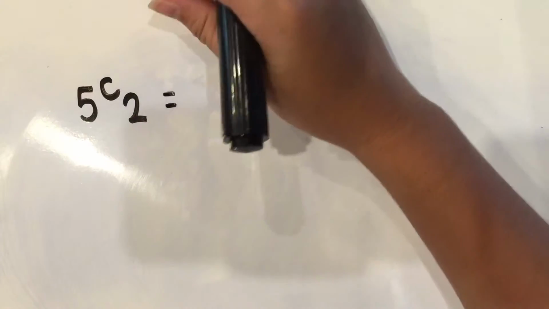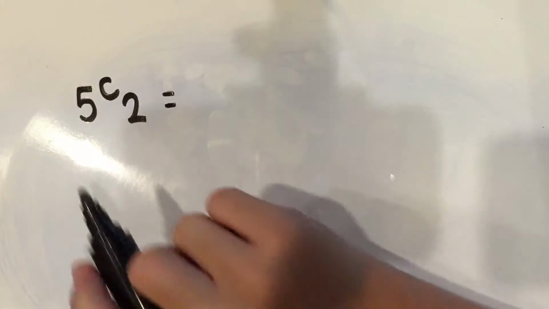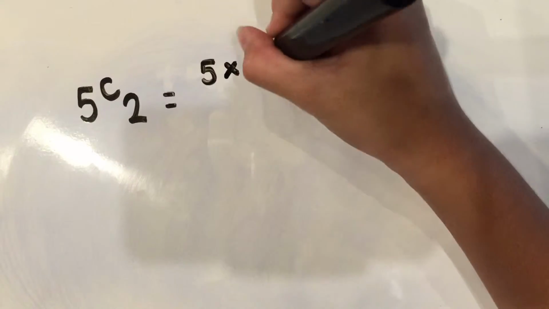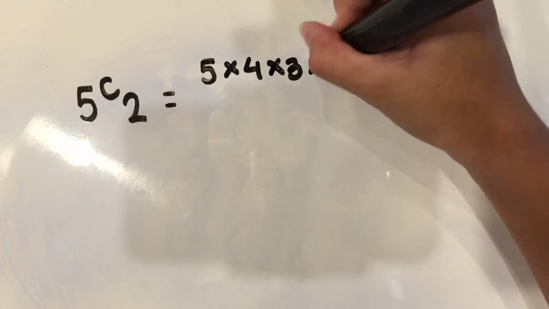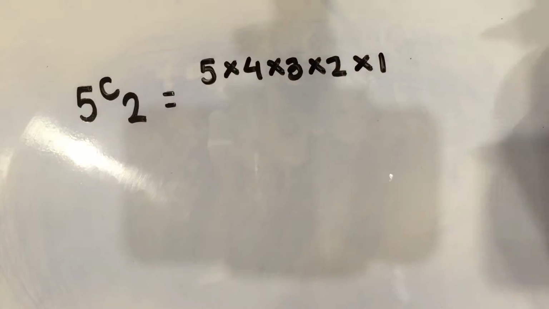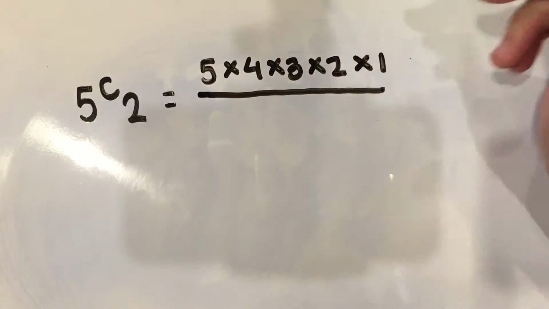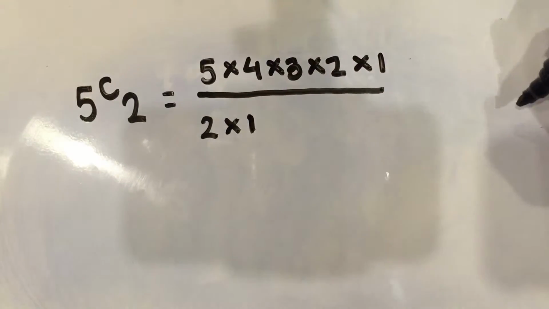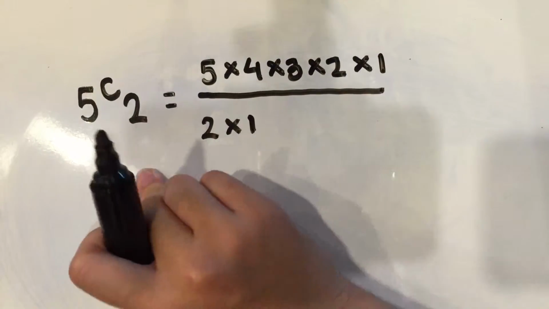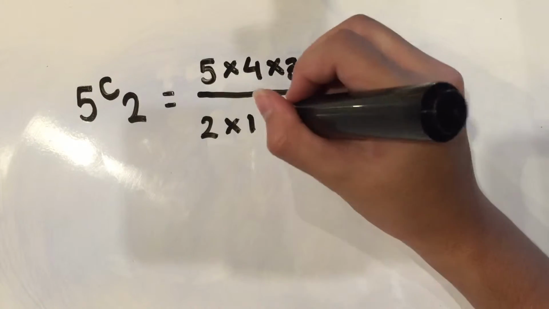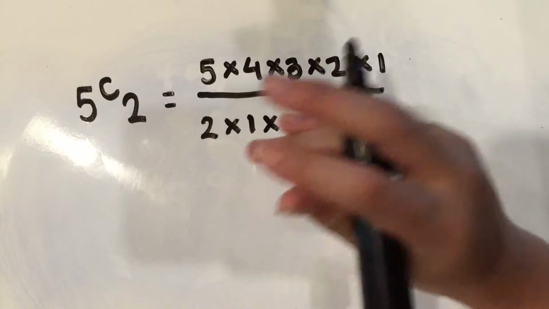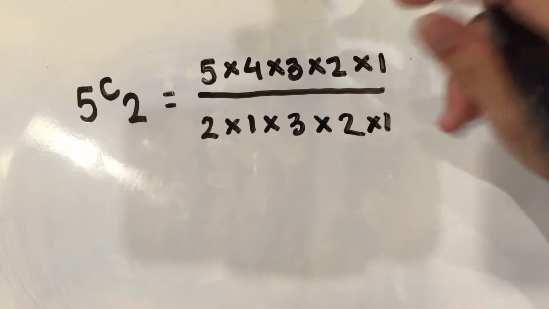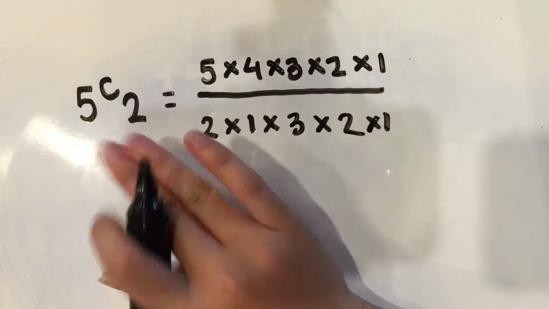So first of all, at the top, we're going to find the factorial of 5. So factorial of 5 is 5, 4, 3, 2, 1. Underneath it, the factorial of 2, which is 2 times 1. And then 5 minus 2 is 3. So connected to this, we're just going to do the factorial of 3 because it's what we get when we subtract the 5 and the 2.